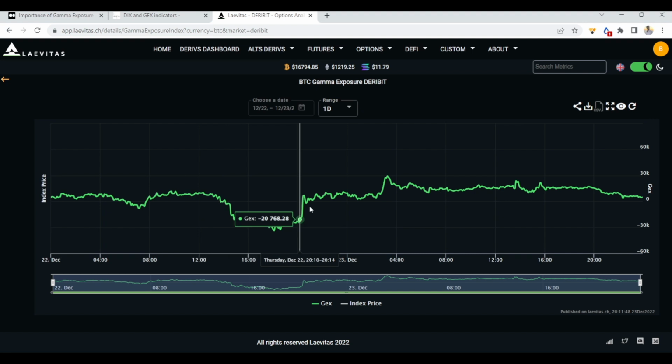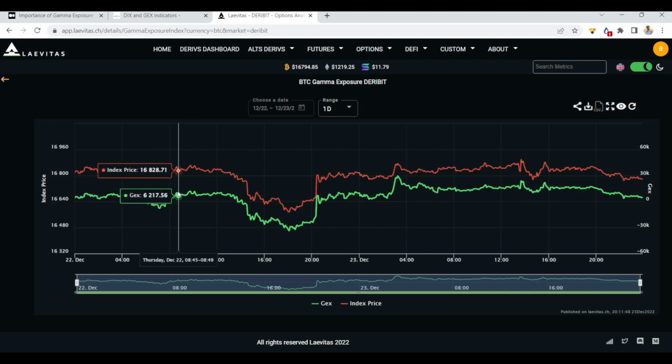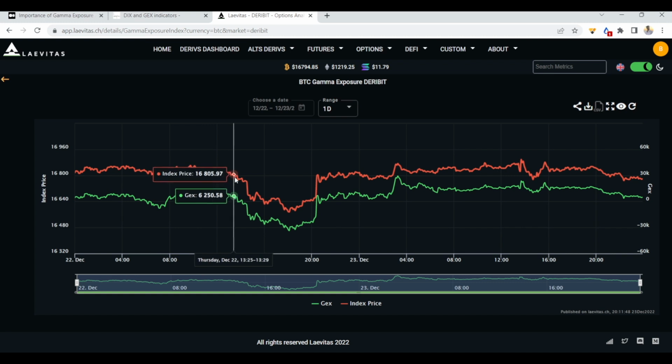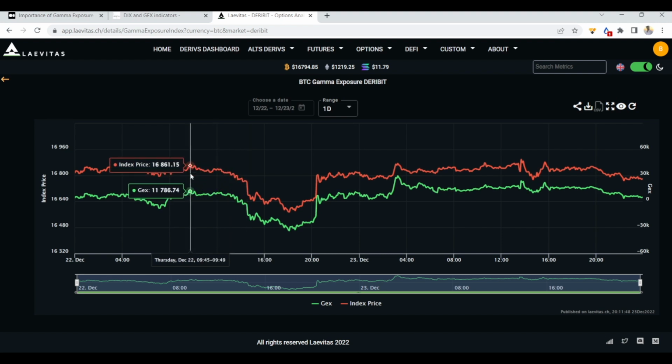So let me show you guys exactly what that means. You can see that gamma went from about negative 7,000 up to about positive 11,000. And look what happened to price. As price was beginning to rise, option dealers began to sell more and more because you can see the gamma was still positive. They sold more and more and more until gamma got negative. These are option dealers who are hedging their gamma in real time.